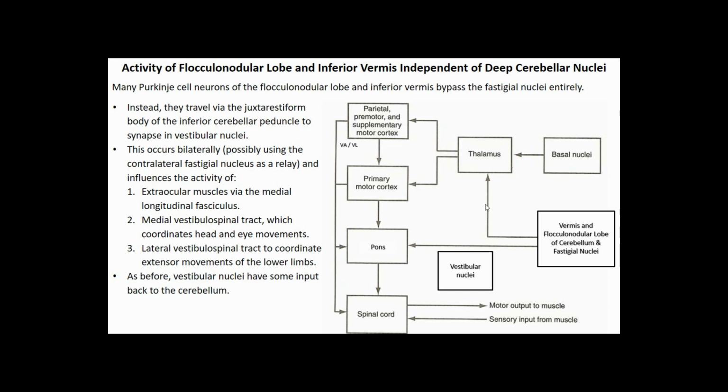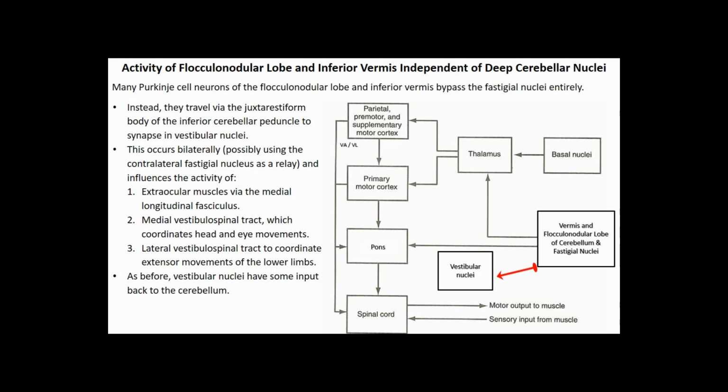So what they do is they're going to bypass the vestibular nuclei entirely, travel through the inferior cerebellar peduncle outwards, that's that juxtarestiform body again, and get to the vestibular nuclei. Now this is happening bilaterally, and really don't worry about how. Sometimes it uses the other vestibular nucleus as a relay point to get to both sides, but essentially from the vestibular nuclei we're going to have outputs to a variety of places. Two of them are things we've already seen. The medial vestibulospinal tract helps us move our head and neck in response to how our eyes are moving to keep things aligned so we can keep something in view. The lateral vestibulospinal tract coordinates primarily extensor movements of the lower limb to keep us balanced.